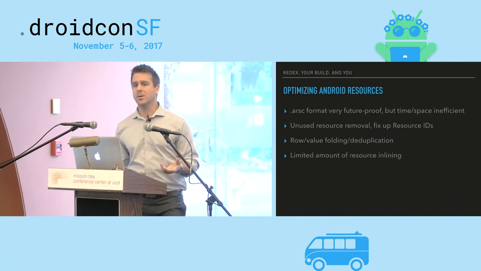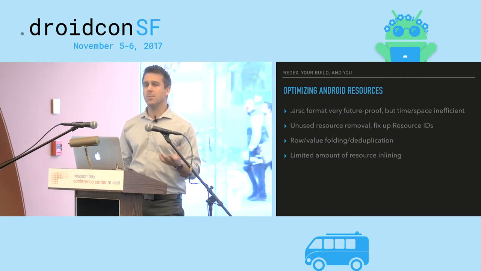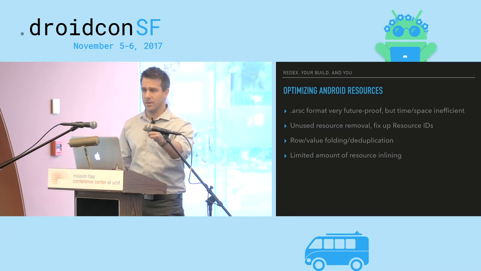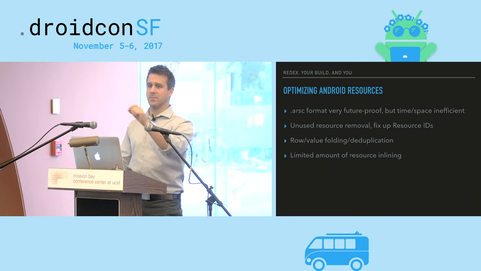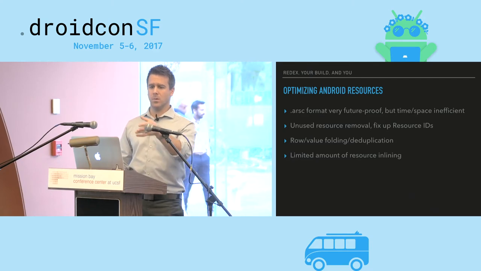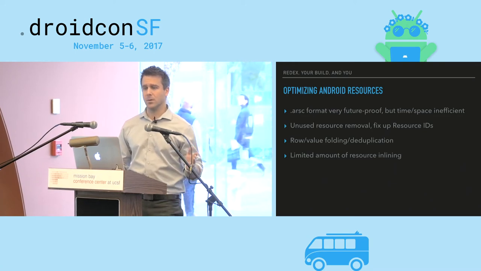Finally, Redex will do a limited amount of resource inlining. So if you refer to numbers or dimensions in code, then at runtime, Android has to go and look up the resources, chase down this value, load it off the disk, and say, okay, finally I have this number in a variable. Redex is able, for certain numbers, to just say, oh, you want this number out of that file, I know what it is, so I'm just going to put that right in the bytecode, and just bypass the entire loading process.